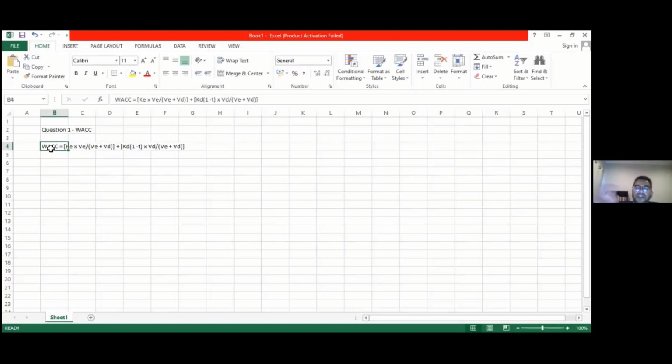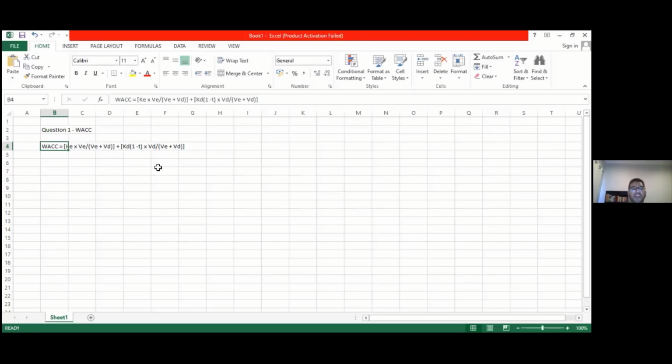We said we need three things: components of capital, market rate, and weighting. I spoke about the market rate. Now let's look at the weighting. The weighting is the value of equity divided by the total long-term finance, which is value of equity plus value of debt. Similarly, the weighting of debt is the value of debt divided by the total market value of finance, which is value of equity plus value of debt. So your weighting for equity is VE divided by total finance, and your weighting for debt is VD divided by total finance.